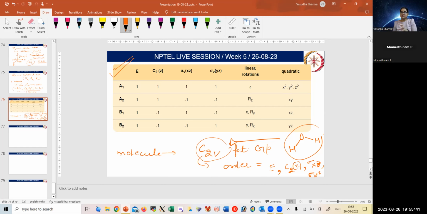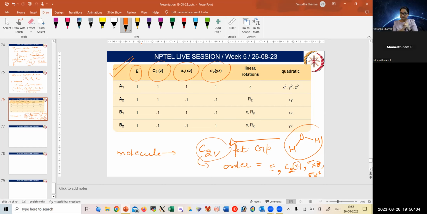Say, for example, C2V comprises all the molecules which are having these four elements. These four elements are E, identity, C2Z. C2Z is nothing but rotation of the molecule by 180 degrees. Sigma V XZ, that means this is a plane along the X and Z direction, which is cutting your molecule into two halves, and sigma V YZ, which is also bisecting your molecule into two halves.